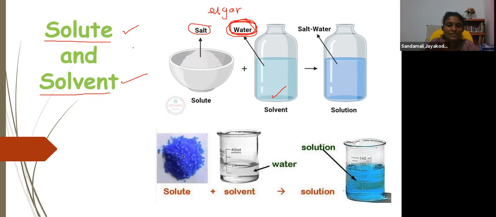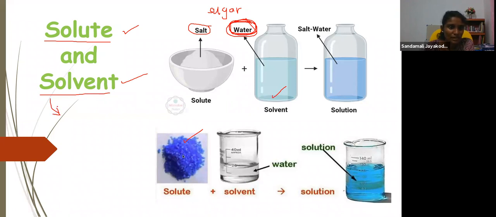In the second example we have another solution. When you see these blue color crystals, you have to identify them as copper sulfate. A little amount of copper sulfate is going to be dissolved in water. Water is the solvent here, and the solute is that little amount of copper sulfate. Both mixed together give the copper sulfate solution, with its solvent and solute.